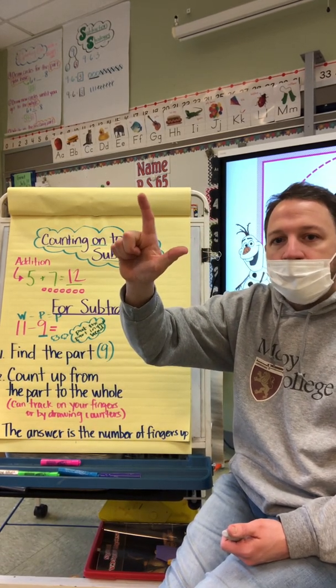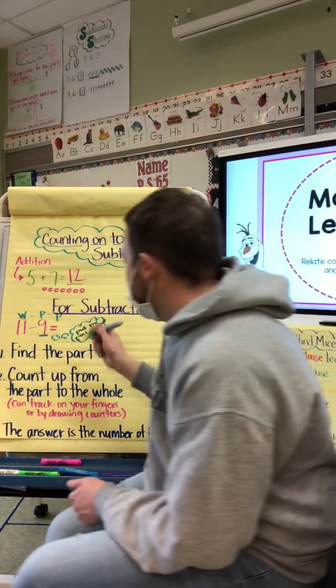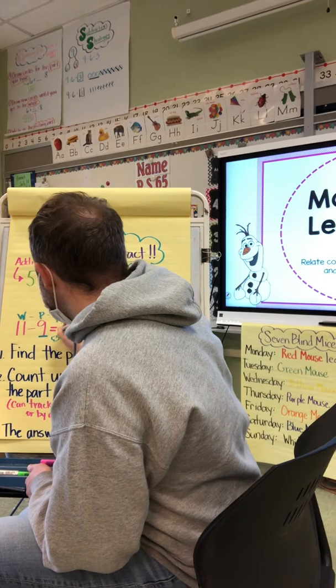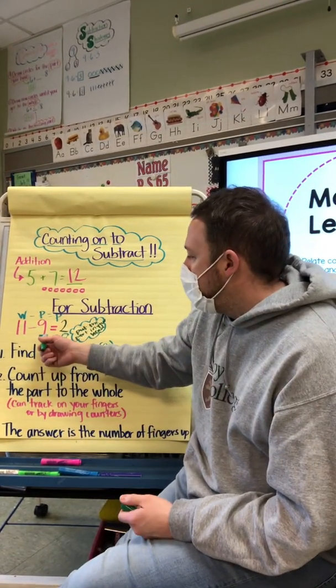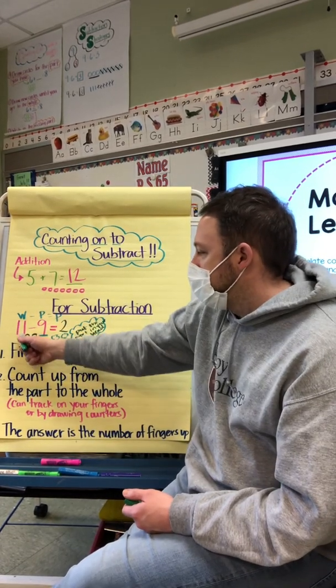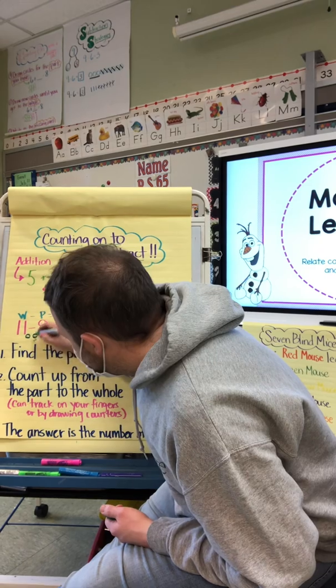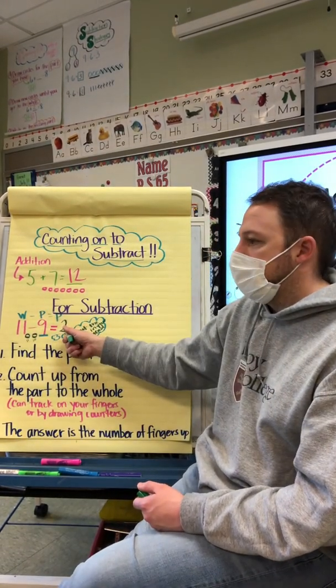So what's 11 minus 9? 11 minus 9 is? 2. Thank you. So 11 minus 9 is 2. You could have also said, I'm at 9. 1 counter is 10. 2 counters. This is 10. This is 11. 2 counters. 11 minus 9 is 2.